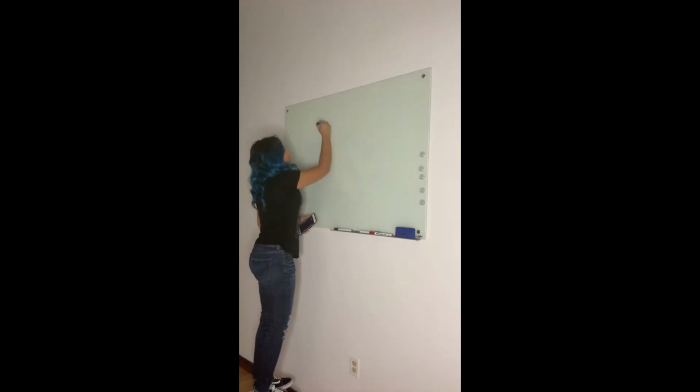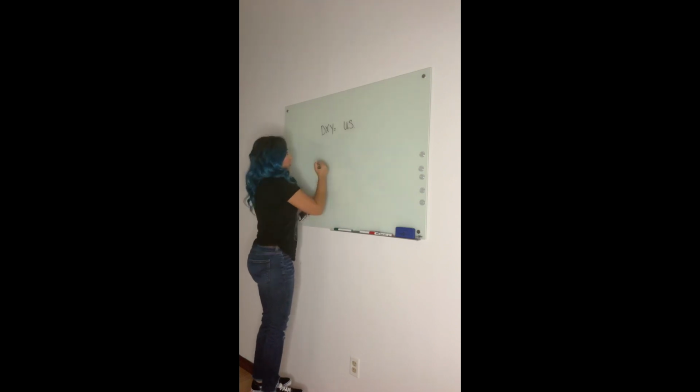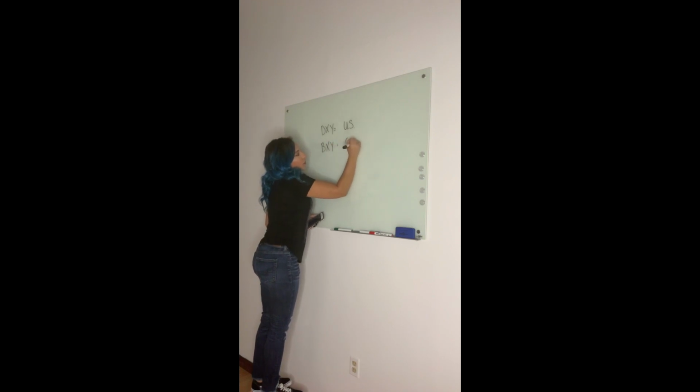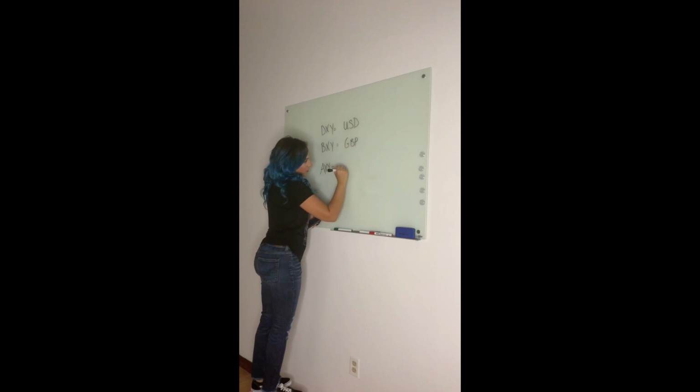All right, so you have your DXY. That's going to be US. All right, you have your BXY. That's GBP. All right, US dollar, British pound. You have your AXY. That's going to be your Aussie, okay?